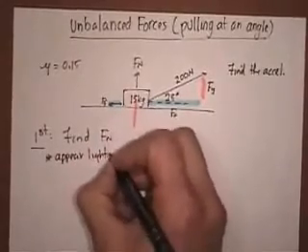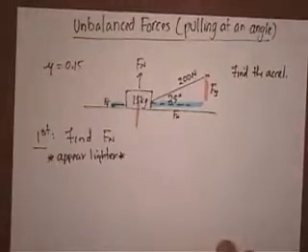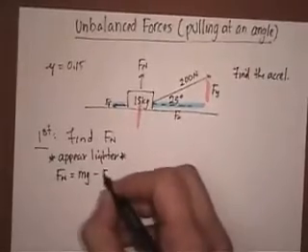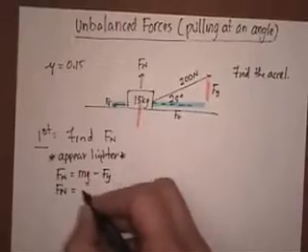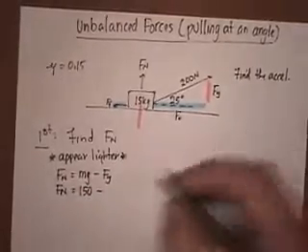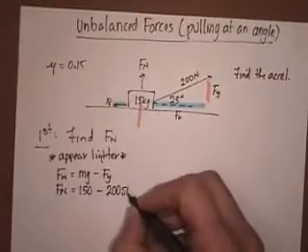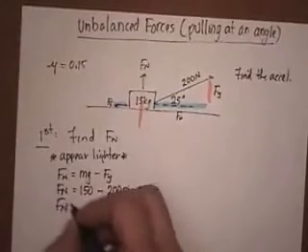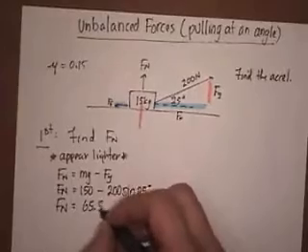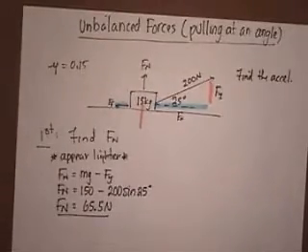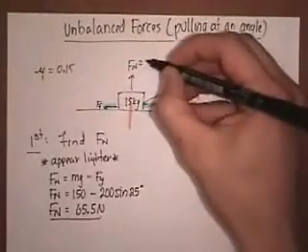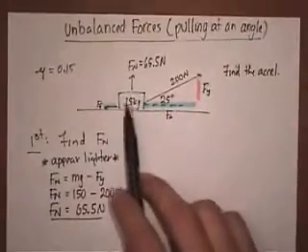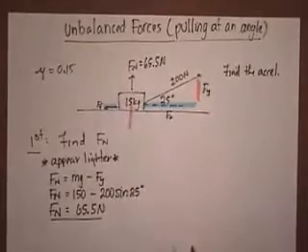I'm going to write down that it appears lighter. So to find our normal force, we go mass times gravity, and subtract Fy. My normal force is 150 subtract 200 sine 25. When you plug that into your calculator, you get a normal force of 65.5 newtons. So there's your normal force. It appears to be less than 150, which is what it would regularly be when you go mass times gravity.